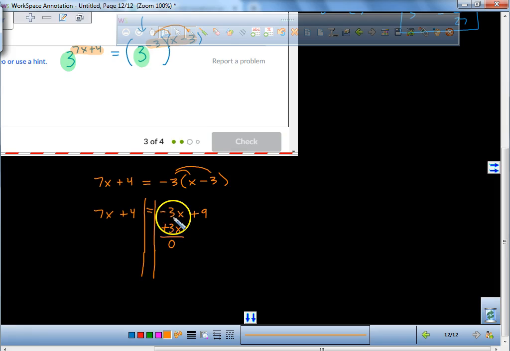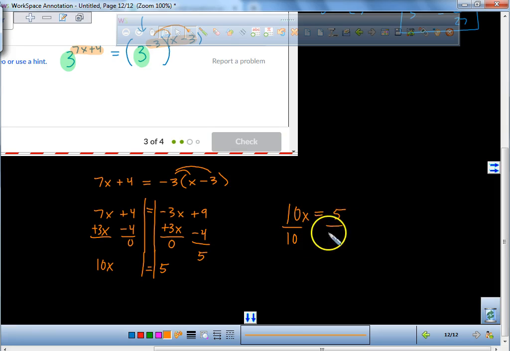But right now, I got to get rid of negative 3x, so I got to add 3x, which gets me a total of 10x. Then I got to take away 4, and then take away 4, and that gives me a 5. So right now, what's everything equal to? Just a 5. And I got one step. What's my last step? Divide both sides by 10. Now, technically, 5 over 10 is right, but we got to reduce it.